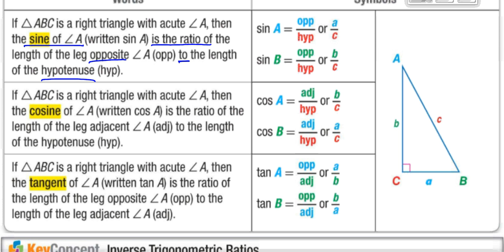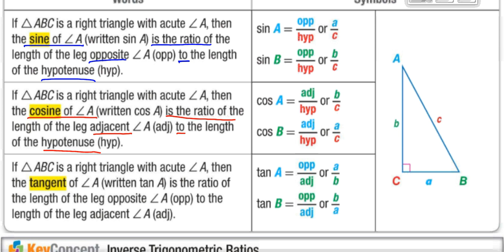So I'll read this next one. If triangle ABC is a right triangle with acute angle A, then the cosine of angle A, written cos A, is the ratio of the length of the leg adjacent to angle A, ADJ, to the length of the hypotenuse, HYP. So the cosine of angle A is the ratio of adjacent to hypotenuse.